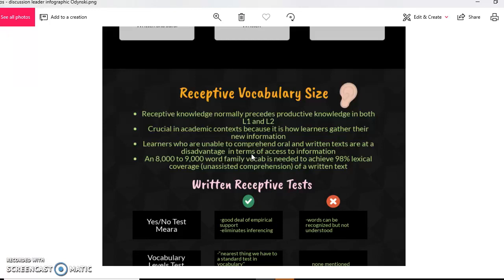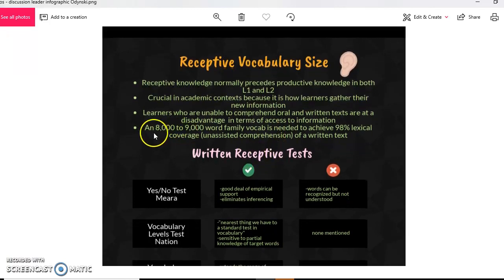Basically, if ELLs are unable to have academic vocabulary, they're not going to be able to do well in their classes. So again, vocabulary coming up is super important. And lastly, an 8,000 to 9,000 word family vocabulary is needed to achieve 98% lexical coverage, or unassisted comprehension of a written text, which is quite a few word families and also a lot of words, to be able to understand a written text without help.